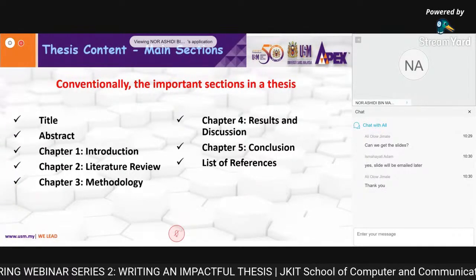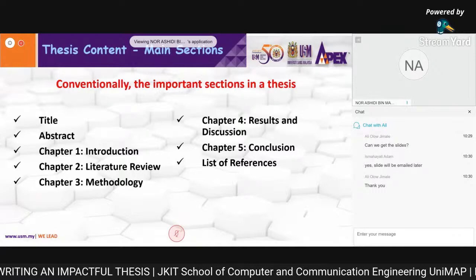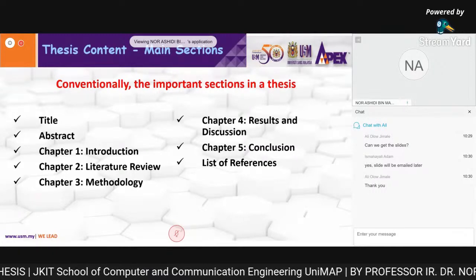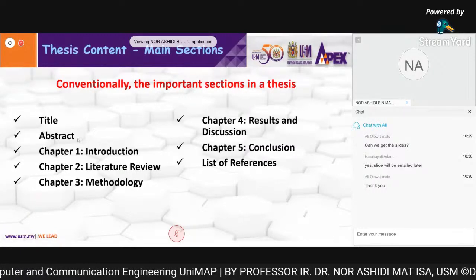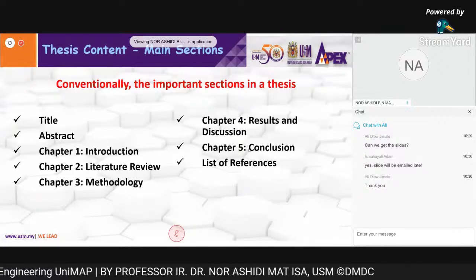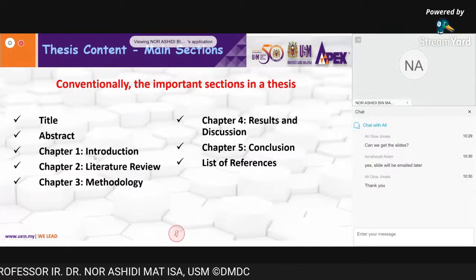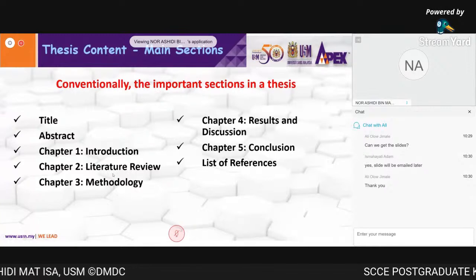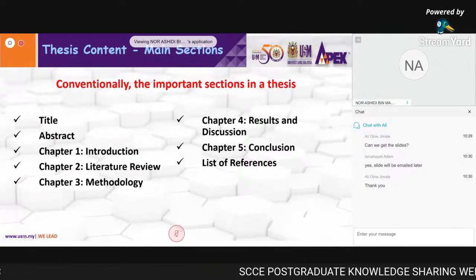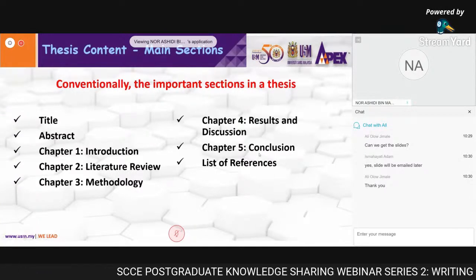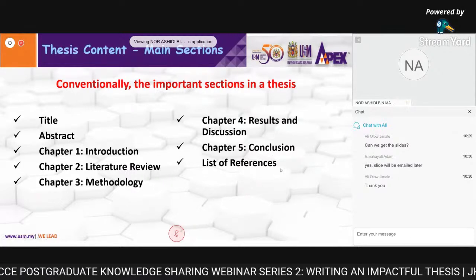So this is a conventional organization of a thesis. We have the title here, abstract. Then we have 5 chapters. Chapter 1, introduction. Chapter 2 is literature review. Then we move to the methodology. We move to the results and discussion, and we move to the conclusion. And we end up with the list of references.